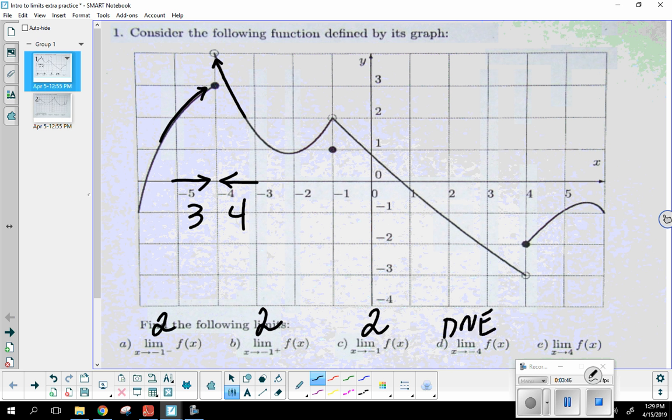Does not exist. Perfect. And we can tell the same situation is taking place here. This is what we call a jump discontinuity, because the function seems to just jump from one value to the other. But if you take a look, as we approach 4 from both sides, same thing happens. From the right, we approach -2. From the left, we approach -3. So that one does not exist either.